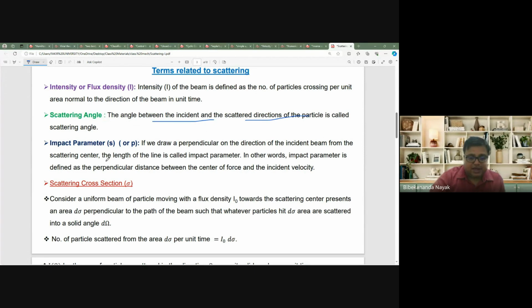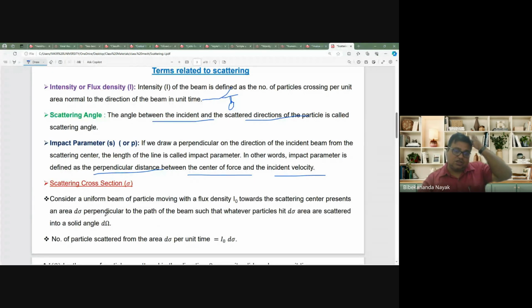Another is the impact parameter. If we draw a perpendicular on the direction of the incident beam from the scattering center, the length of that line is called the impact parameter. In other words, the impact parameter is defined as the perpendicular distance between the center of force and the incident velocity. The particle comes and moves like this, and if you draw a perpendicular, this distance is your impact parameter.